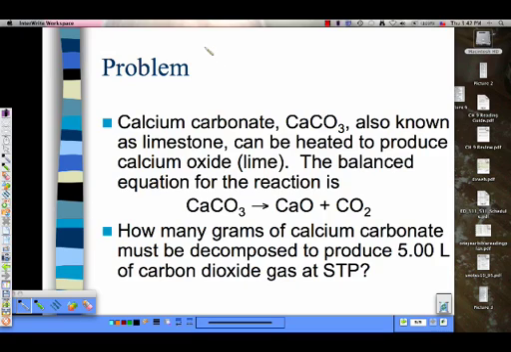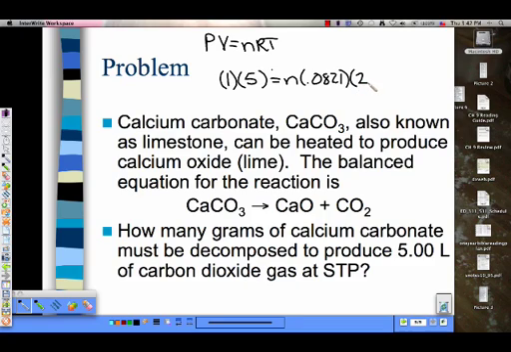So let's write our equations we could use. We could use PV equals nRT. That will give us the number of moles of carbon dioxide, which would be probably a good choice. Let's try that. We're at STP, remember, so the pressure at STP is 1. The volume we have is 5 liters. We're going to solve for n. 0.0821 is R. And at STP, the temperature is 273.